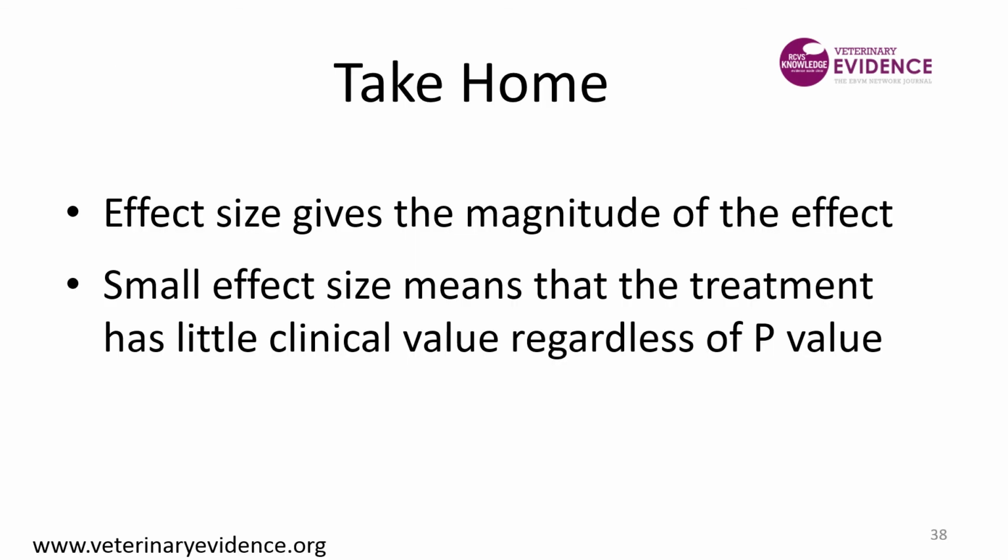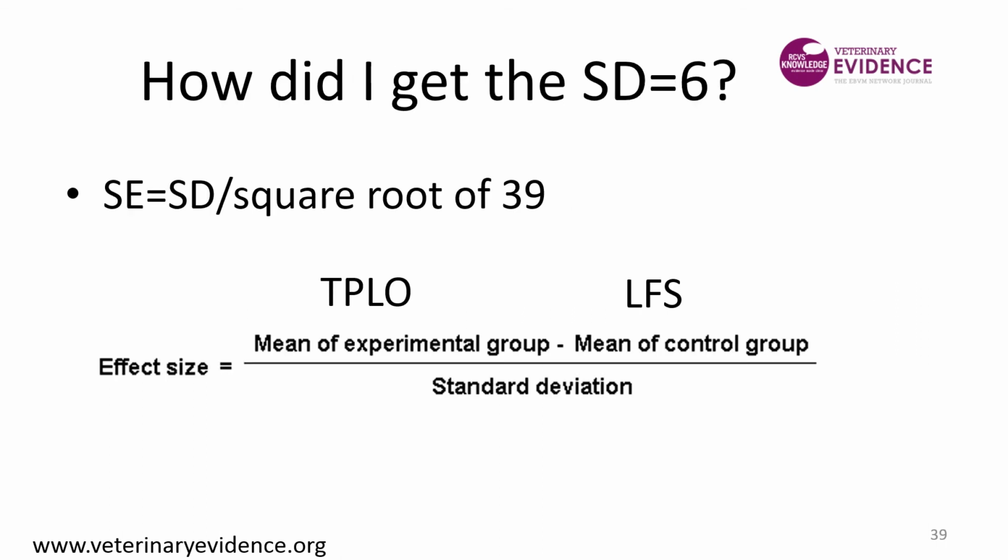So the take home for this part is that effect sizes give the magnitude of the effect. A small effect size means the treatment has little clinical value regardless of the p-value. So that's like that aspirin example. Phenomenally small p-value. I'm sure the researchers were ecstatic, but not worth doing, probably. So this is the part where every statistician feels obliged to do some calculations just to make it look hard, even though it wasn't that bad.